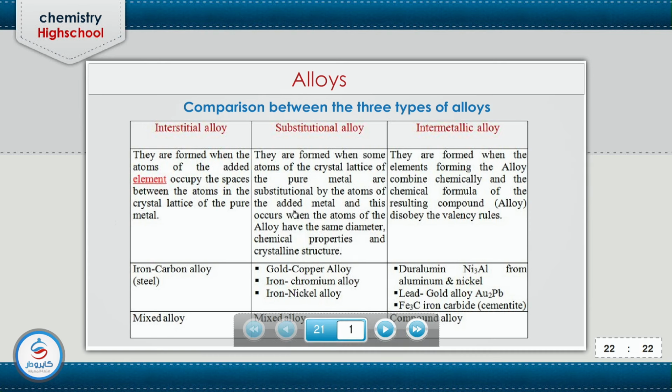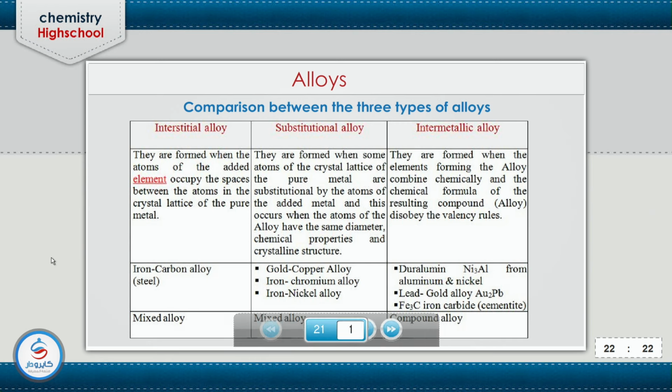by the atoms of the added metal. This occurs when the atoms of the alloy have the same diameter, same chemical properties, and same crystalline structure. In the case of intermetallic alloy, they are formed when the elements forming the alloy combine chemically, and the chemical formula of the resulting compound alloy does not obey the valency rules.